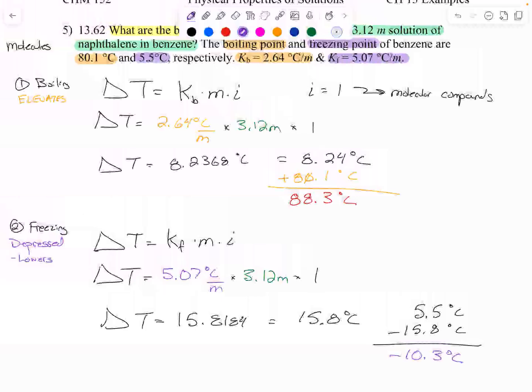And so that's boiling point elevation and freezing point depression. Overall, this is not a difficult problem. We have to remember, though, boiling point goes up and the freezing point goes down.